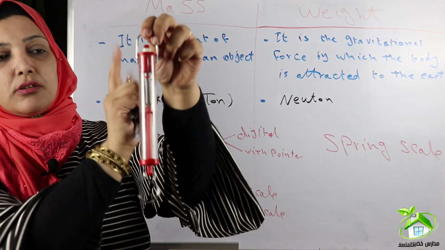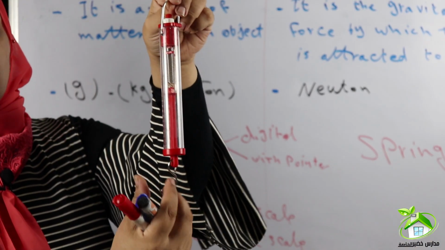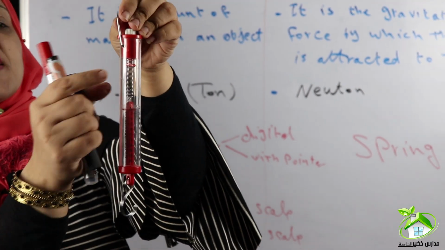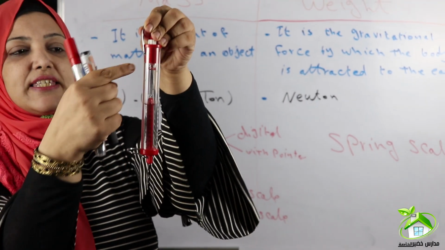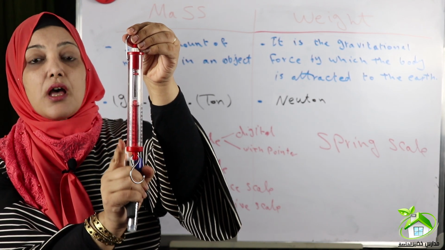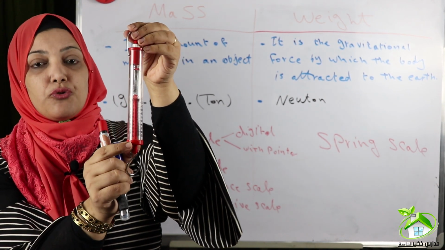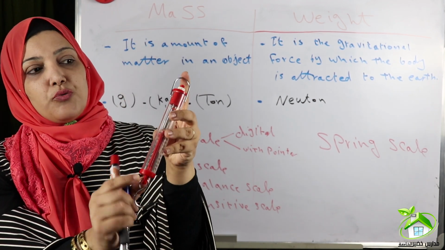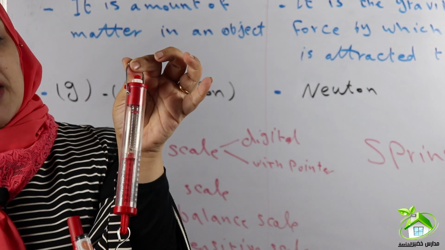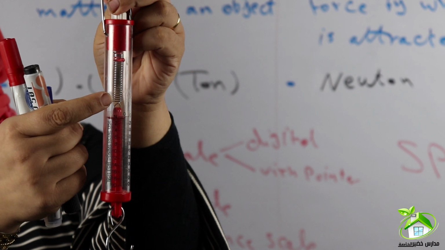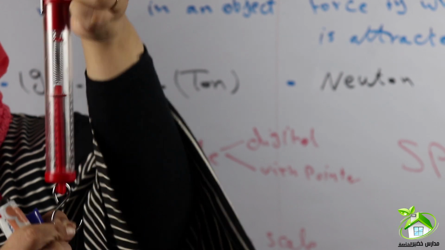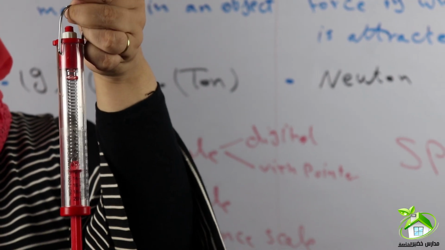The spring scale has an upper hook to hold it and a lower hook to hang the object. And a very important part here is the spring, the wire here. We use the spring scale to measure weight. Why? If asked to give a reason, why do we use the spring scale to measure weight? Because the spring scale has this spring, and this spring expands and stretches by the weight.